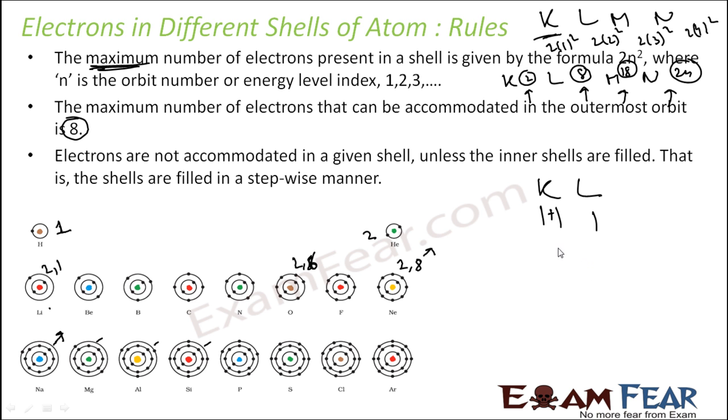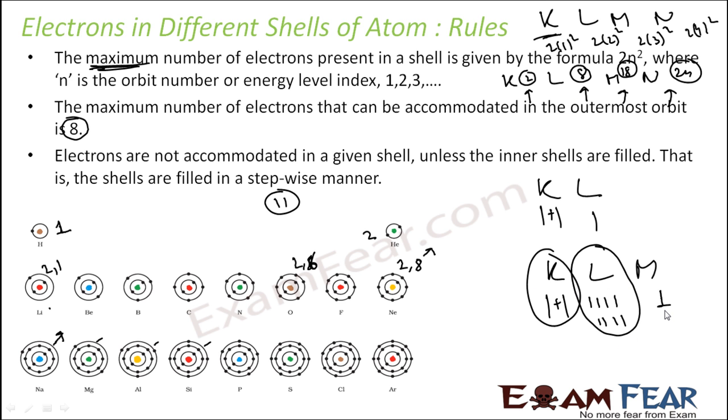Let's do it for sodium. Sodium has 11 electrons. The first electron will go to K. The second will also go to K. K is filled. K at the max can have 2. Third, fourth, fifth, sixth, seventh, eighth, ninth, 10th, these electrons will come to L. L will be filled with 8 electrons. So I'm done with 10 electrons. The next, 11th electron will go to the M orbital. So it will be 2, 8, 1. For sodium, you will see 2 electrons in this orbital, 8 electrons in this orbital, 1 electron in this orbital.